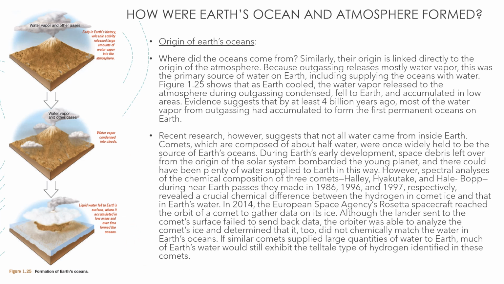So this figure explains the basic process of outgassing, then condensation, and then precipitation. We do have evidence that suggests that by at least 4 billion years ago, I mean, Earth's age is 4.6 billion years, most of the water vapor from outgassing had already accumulated to form the first permanent oceans on Earth. And later on, life originated in these oceans as well.